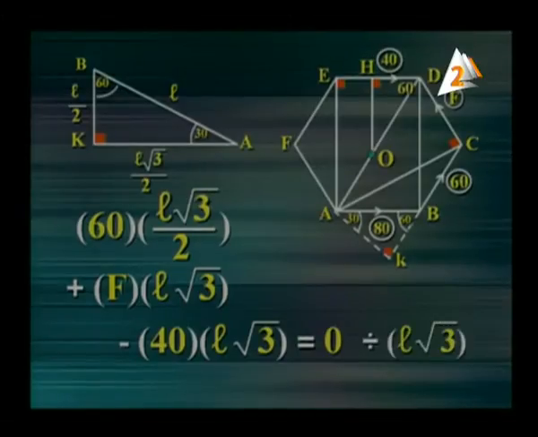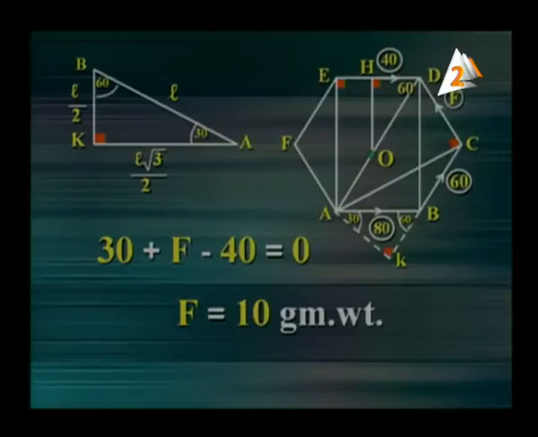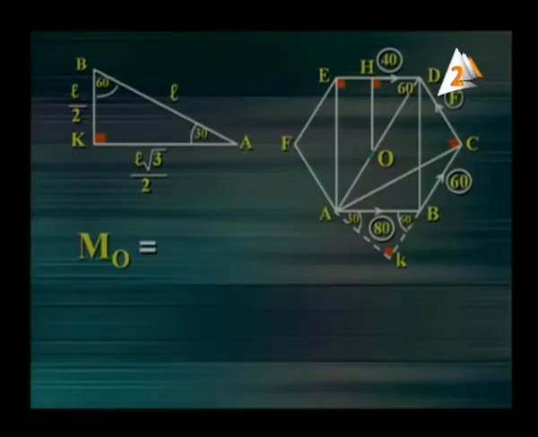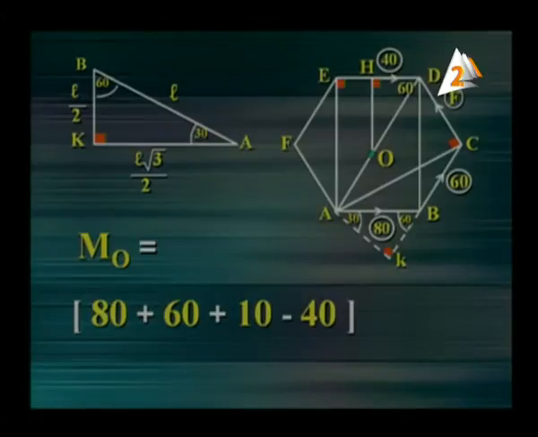Now, the moment about the center O is equal to 80 plus 60 plus 10 minus 40, all of them times the same length, L root 3 over 2, which gives 55 root 3 gram weight. Another one.